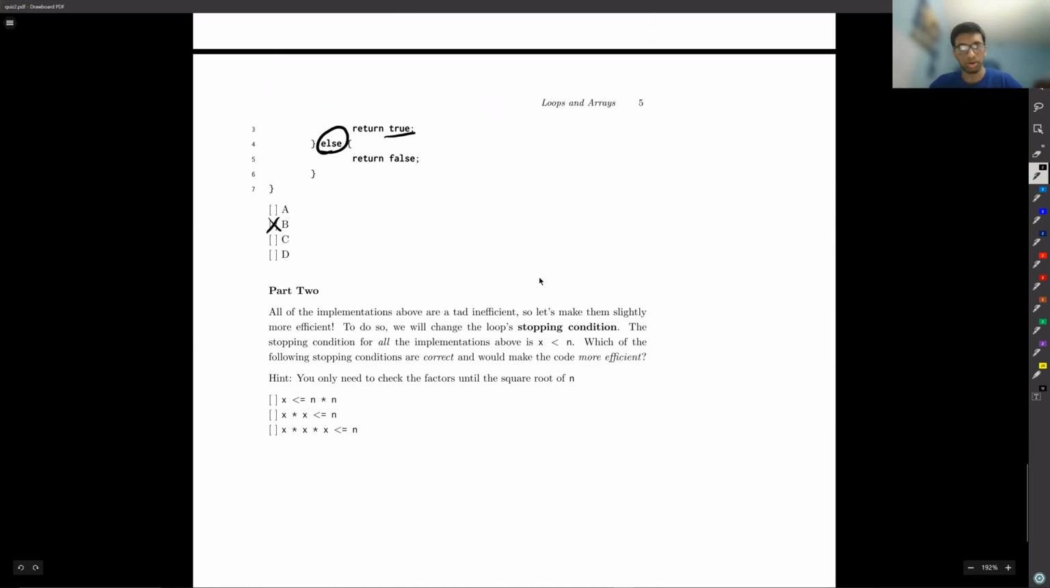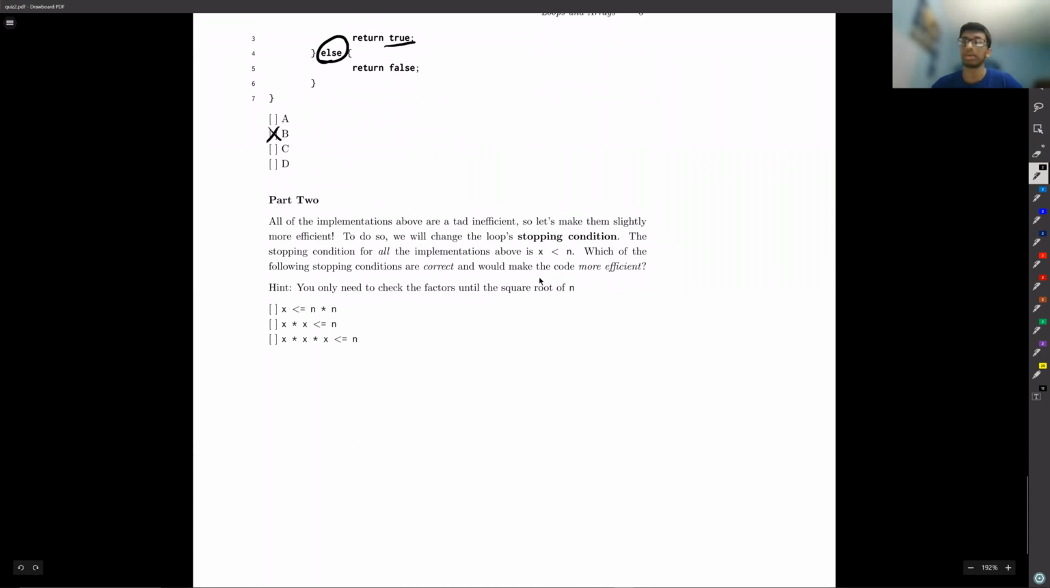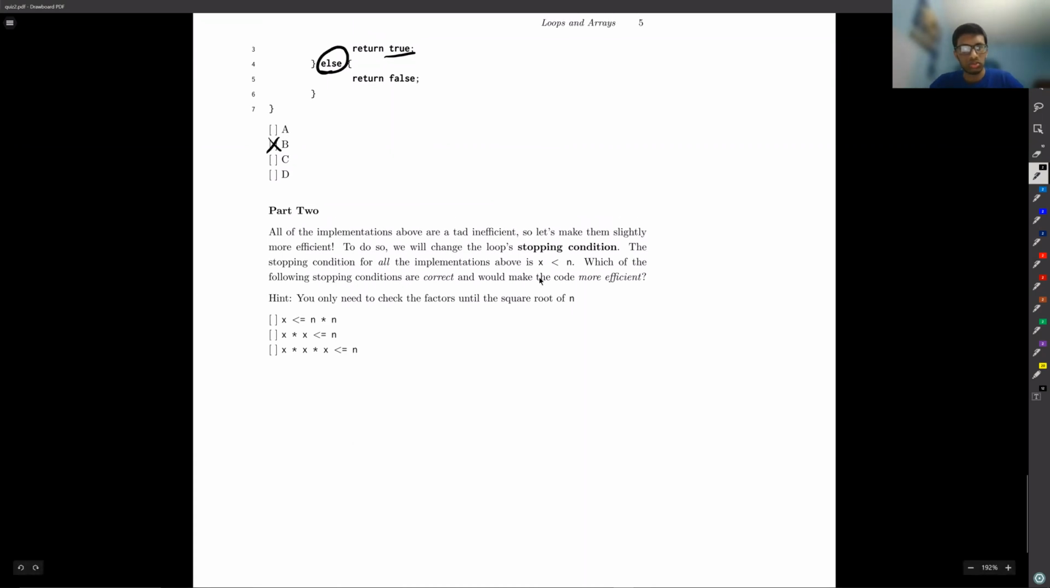Now we come down to part 2. So now we're trying to make it a little bit more efficient. And the way that we make it more efficient is we consider fewer x's. So now we change the loop's stopping condition. We need to check which of the following are correct. Again, that means that there could be multiple answers, and which would make the code more efficient.